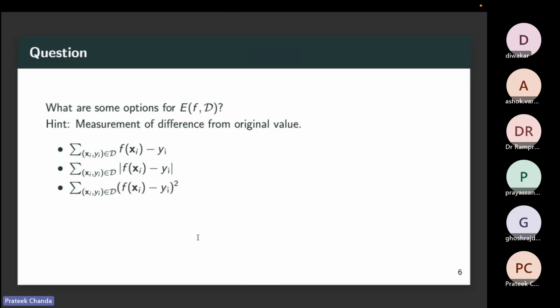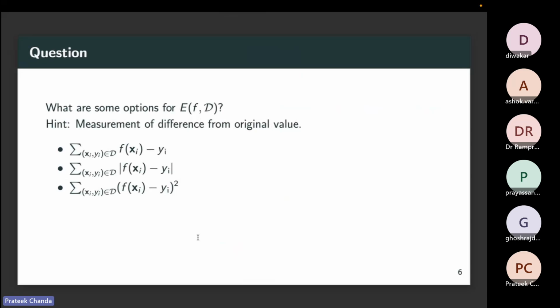And the other notion can be a quadratic difference. Now, why should we go with the third option and not the second option? We would be discussing the loss functions in upcoming lectures, and there are many reasons why the third loss function might be suitable over the second loss function, or in many cases the second might be suitable over the third.